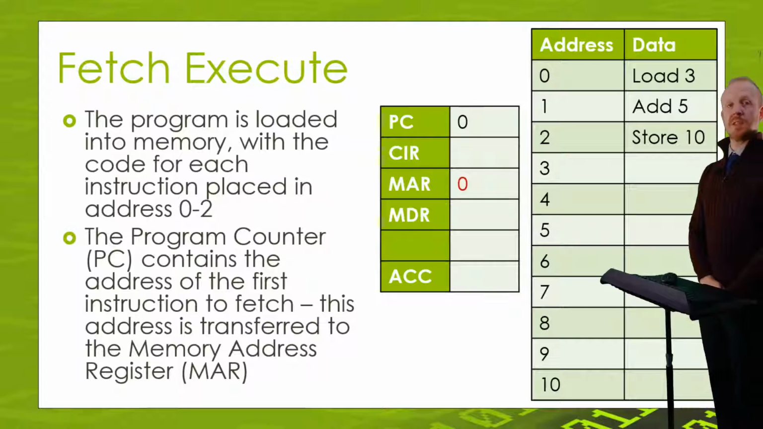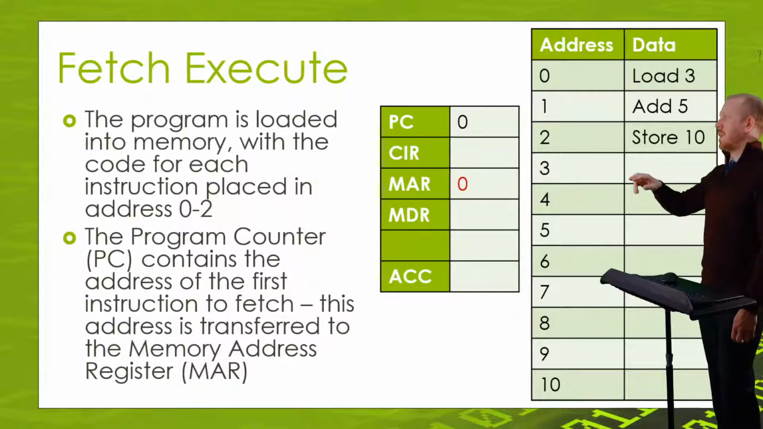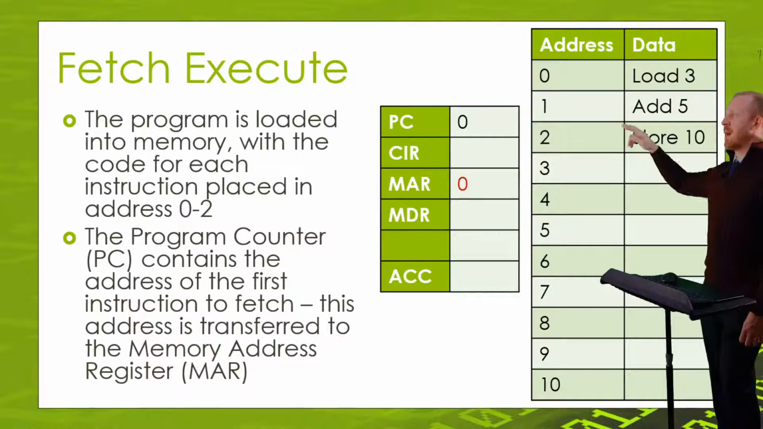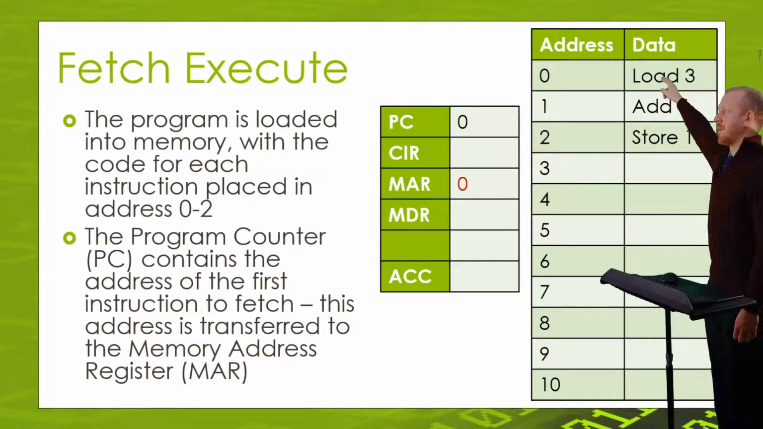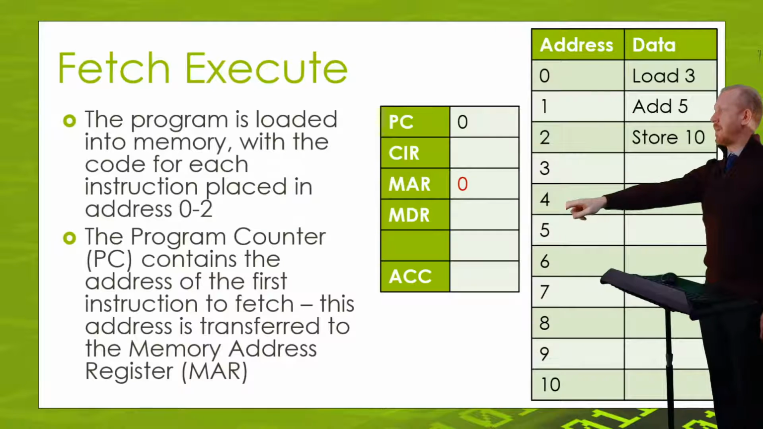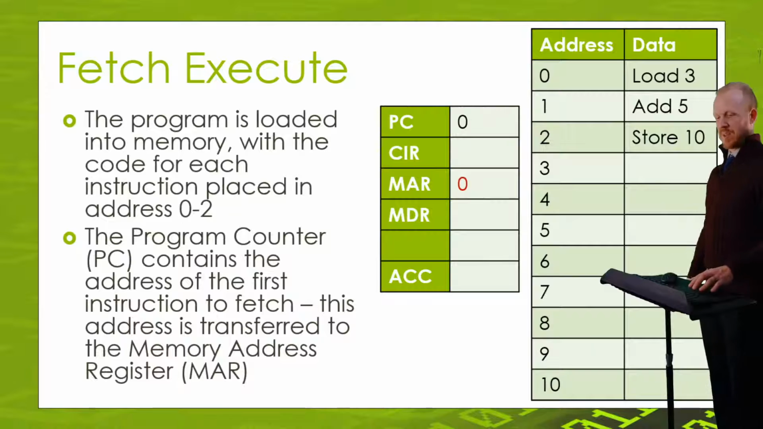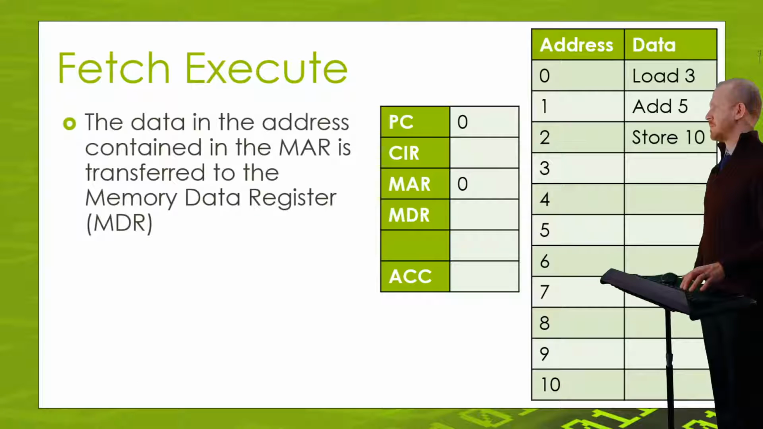0 goes into the memory address register. Because that's in the memory address register, RAM will see, oh hang on, they're asking for address 0, I'd better give them this data here. So load 3 will appear in the memory data register. There we go.